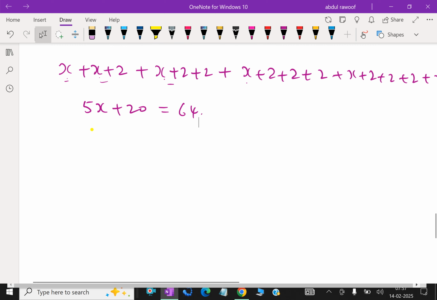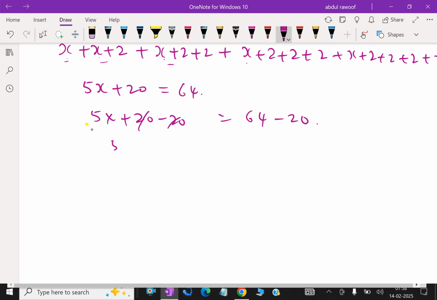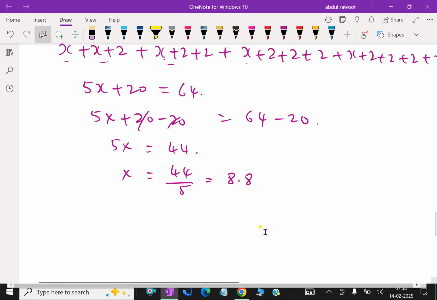Then how to solve this? Same procedure: 5x plus 20 equals 64. Subtract 20 from both sides, which gives 5x equals 64 minus 20, which is 44. Then x equals 44 divided by 5. How much? 5 eights are 40, so x is 8.8. So the first piece is 8.8.